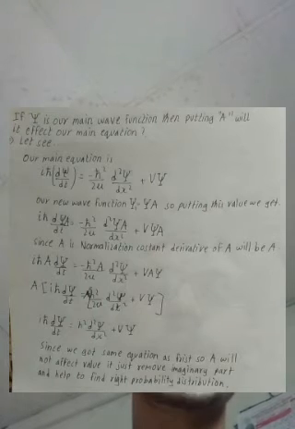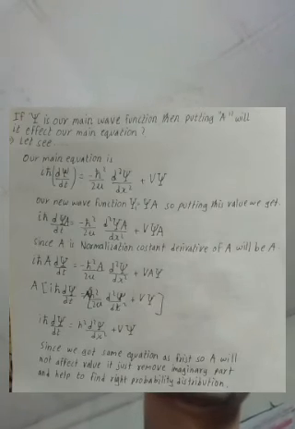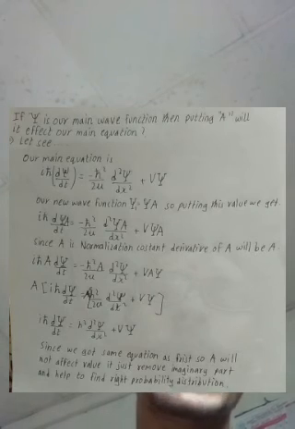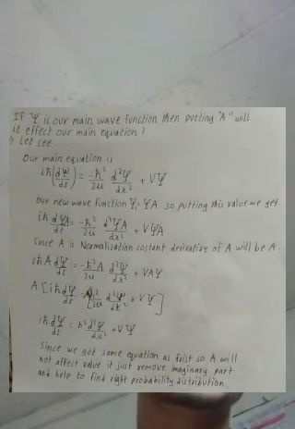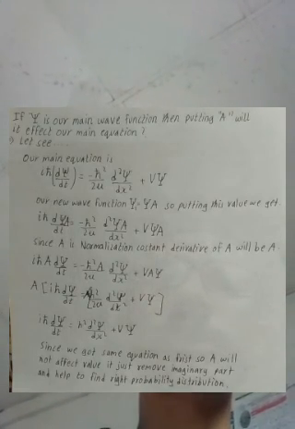Since a is a normalization constant, it is not affected by the derivative. Taking a common from the right side and left side, and after cancelling a from each side, we get the same equation as our main equation. So a will not affect the equation, it just removes the imaginary part and helps to find the right probability distribution. Thank you.